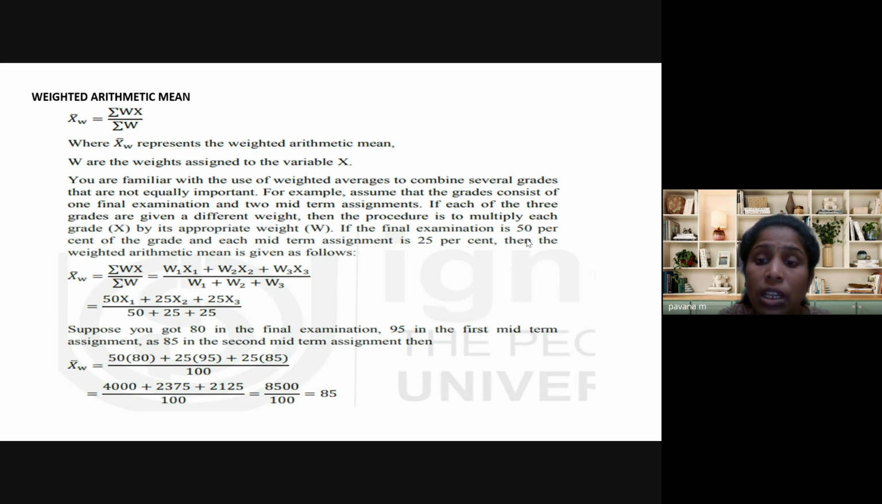Now for this particular exam they have given the marks also. Suppose you got 80 marks in the final examination, 95 marks in the first midterm assignment, and 85 marks in the second midterm assignment. Then you use these marks as x1, x2, x3 and calculate x bar w. Okay, so you will get 85. So this is called the weighted arithmetic mean. If you have a weightage system and you have to calculate the arithmetic mean, then you have to use this particular method.